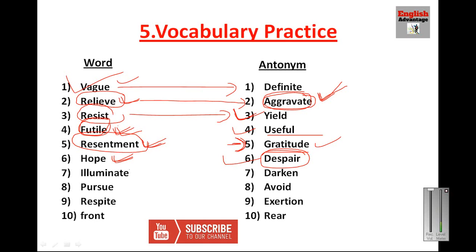Illuminate means to make light. Darken means to make dark. So this will be the opposite of this word. Pursue means to follow something. Often it is used for a career. I am pursuing BCom, I am pursuing MBA, this way. So you are following that course. At the same time, avoid means you are not following that thing. You are avoiding it. Respite also means relief. At the same time, exertion means tiredness. So this will be the exact opposite of this word.